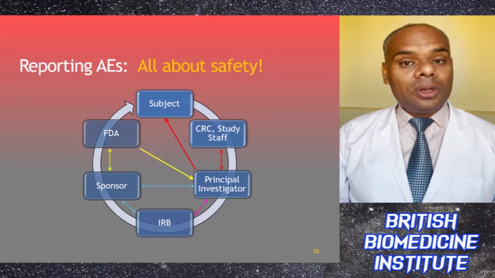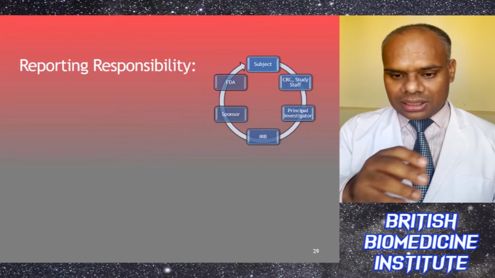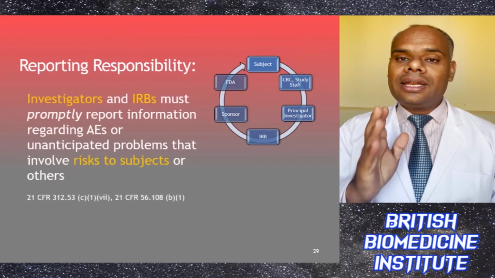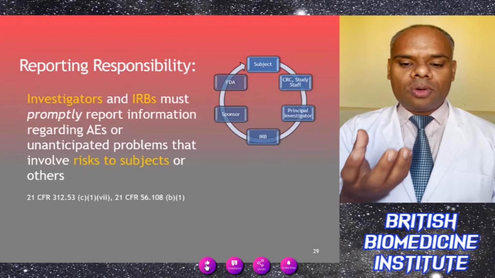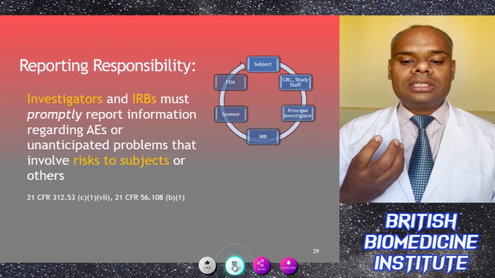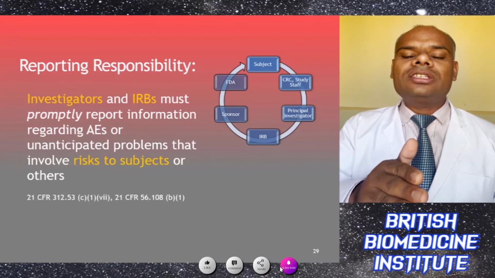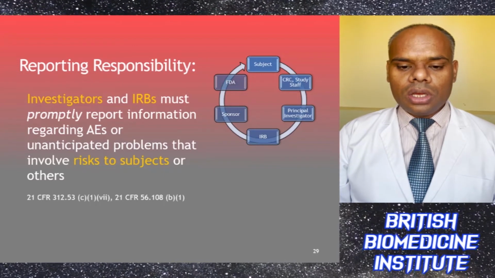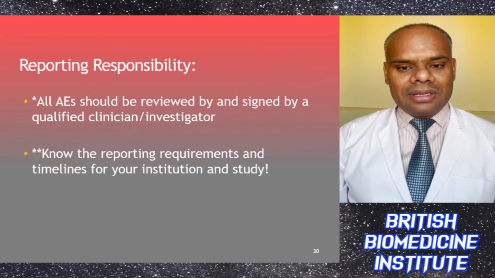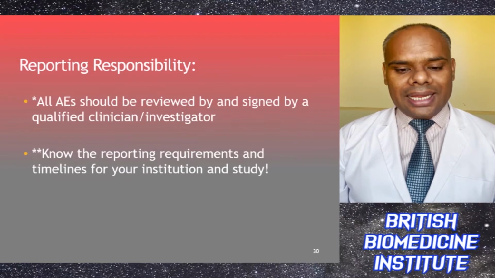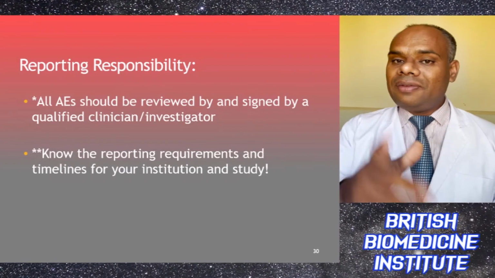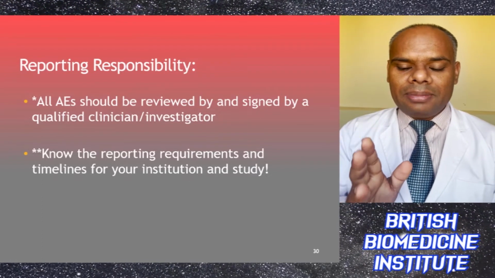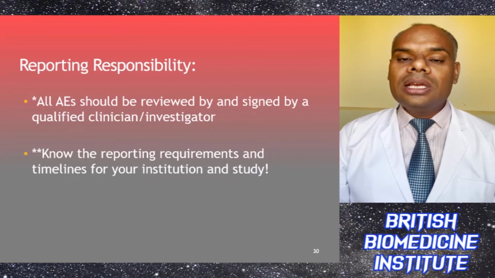Under the reporting responsibilities, the investigator and the institutional ethics committee must promptly report information regarding adverse events or unanticipated problems which may involve risk to the subjects or to others. This is in accordance with 21 CFR 312.53. All adverse events must be reviewed and signed by the qualified clinician or the principal investigator. Know the reporting requirements and timelines for the institution and for the clinical study.